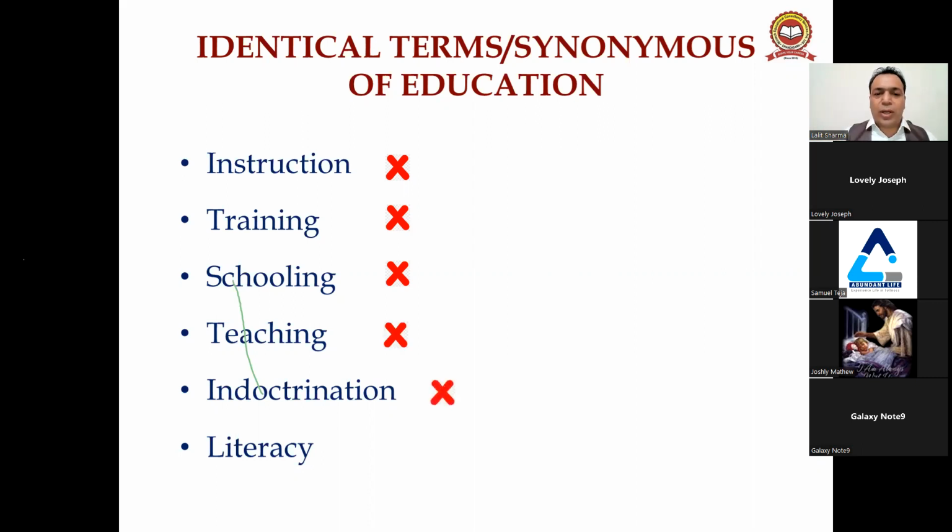Second last is indoctrination. Indoctrination means giving knowledge of one particular thing, okay? When we brainwash the student and put some bad elements into the mind of the student, this is a kind of indoctrination. It is again not education.